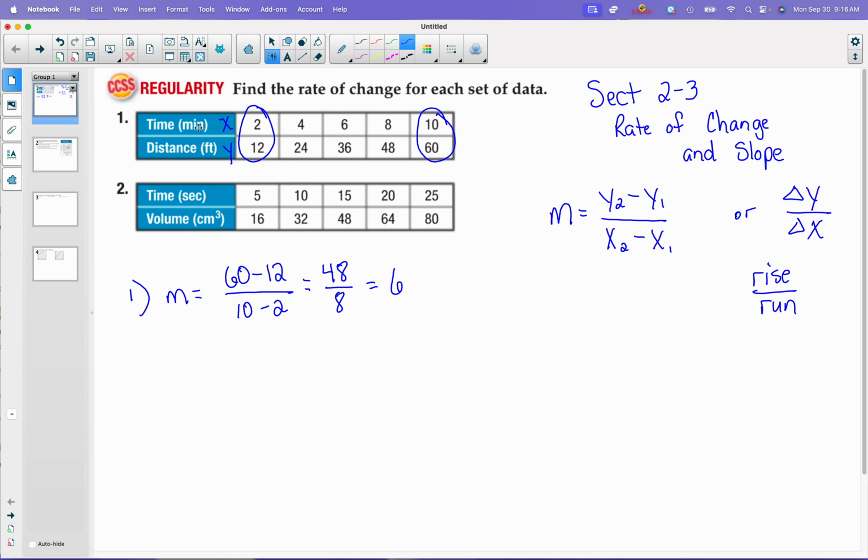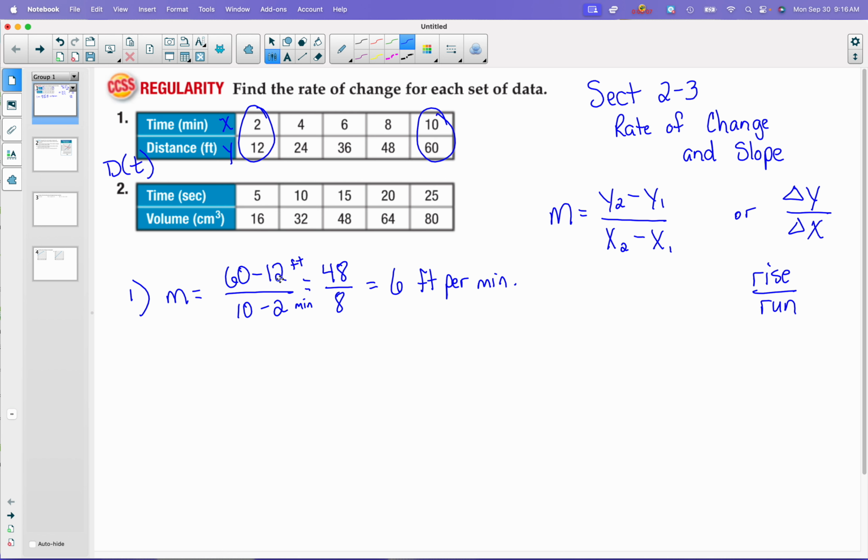Now, because I have units, I need to pay attention to that. My y values were on the top, they were in feet, and my x values in the bottom were in minutes. So when I get my answer of 6, I should say 6 feet per minute. That's the rate of change. Now, if I were doing function notation for this, I would do distance as a function of time.